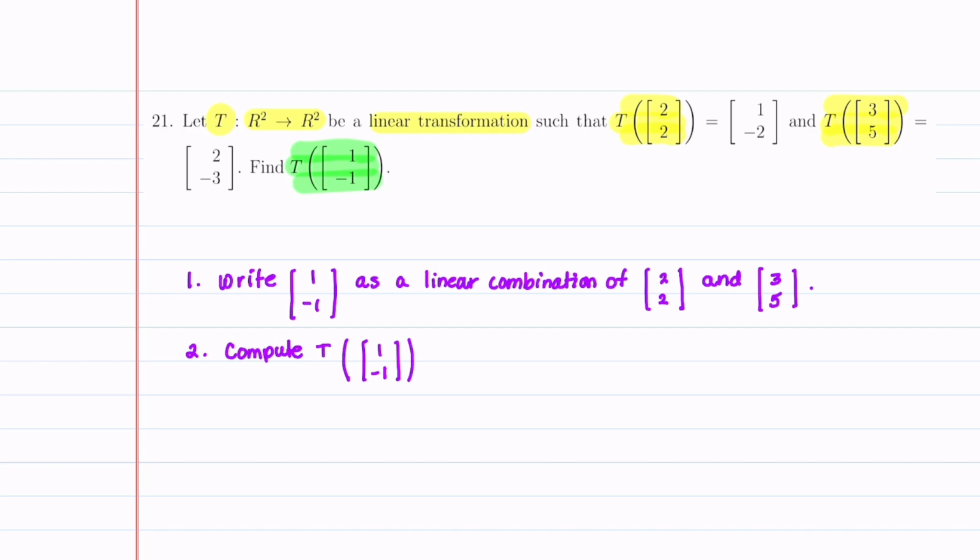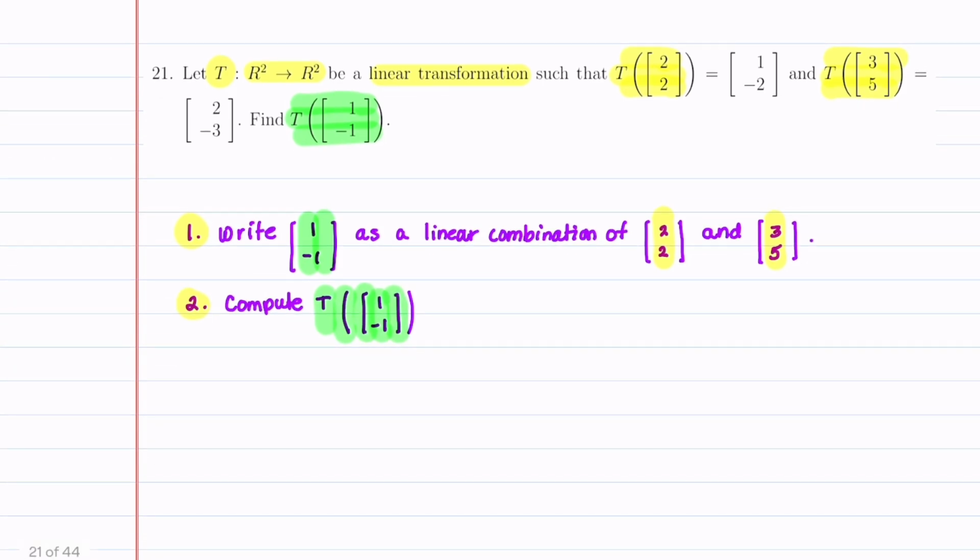The first step that we have to do is we have to write the vector that we're given, let's do that in green, (1, minus 1), as a linear combination of the two vectors that we have a transformation for. Once we do that, our second step is to just compute the transformation that we're asked to find. So let's go ahead and start with our first step. We're going to take our vector (1, minus 1).